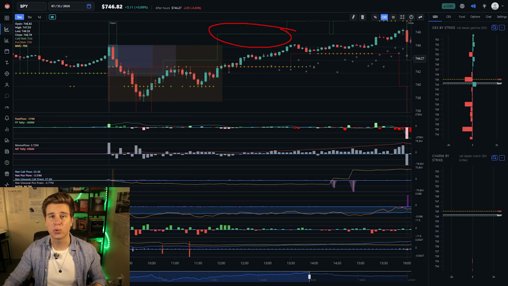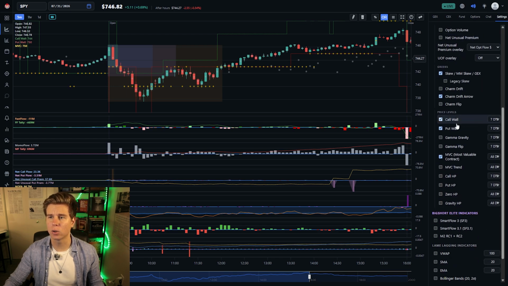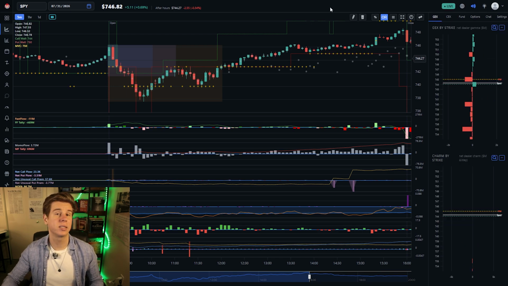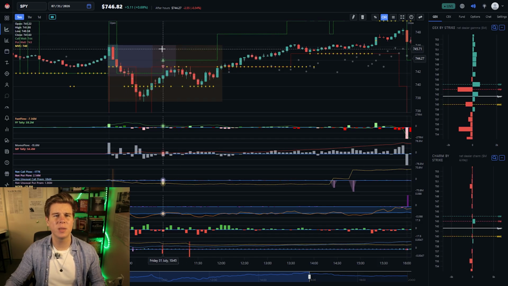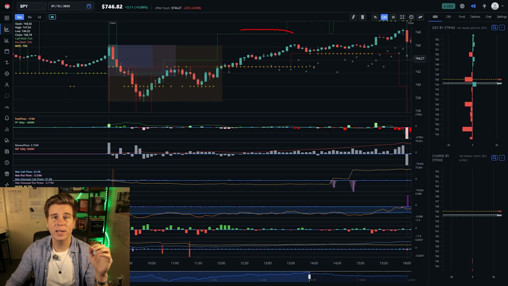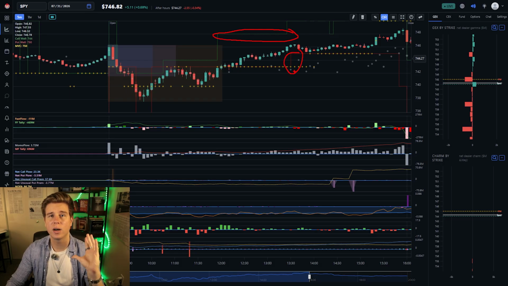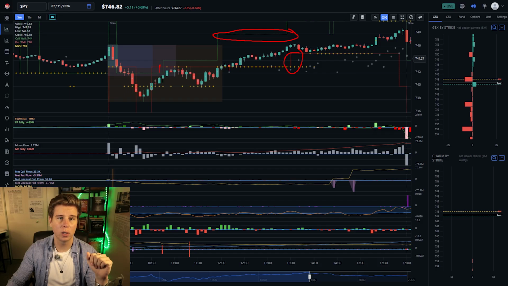Now, I'm sure you've noticed these green and red lines on the chart, so I'm going to explain these. These lines right here are the call and the put walls, and that's another gamma concept I'm going to explain in a separate video. But a simple way of using them is by looking when they move up or down. So the green is the call wall, and red is the put wall. And an easy way of looking at it is if the call wall moves up, moves up, moves up, that is bullish. If the call wall moves down, that is bearish.